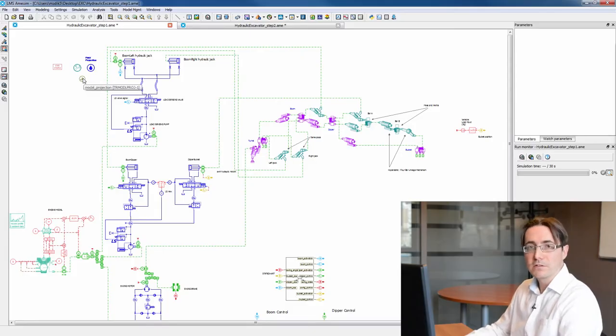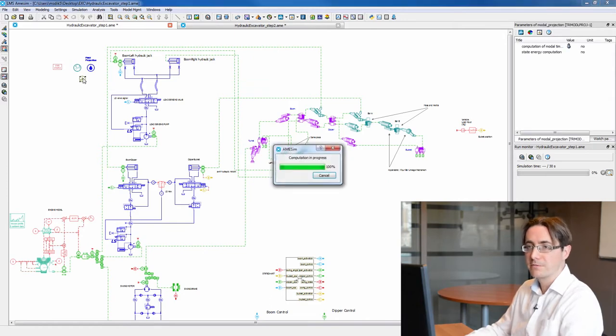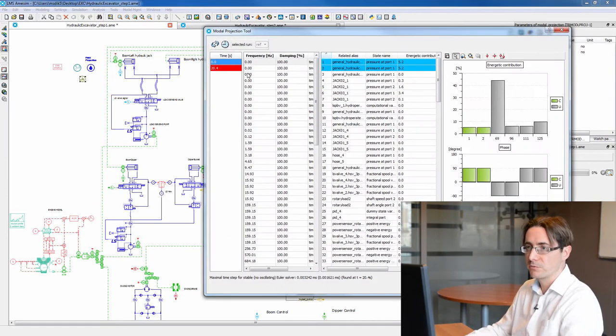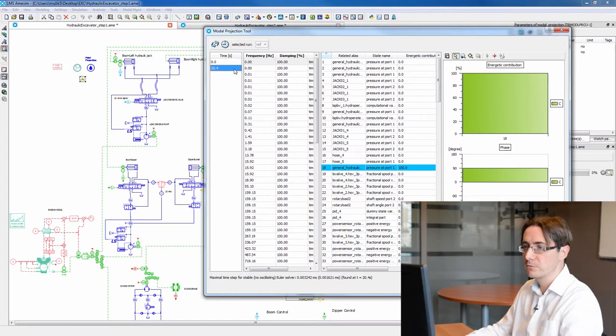But to reduce this frequency, we need to understand what are the components that create this very high frequency. Once the simulation is finished, we can have a look at the results of the model projection tool. This tool is a graphical tool that allows us to show, for each linearization time, what are the high frequencies and what are the components that are involved in this high frequency.